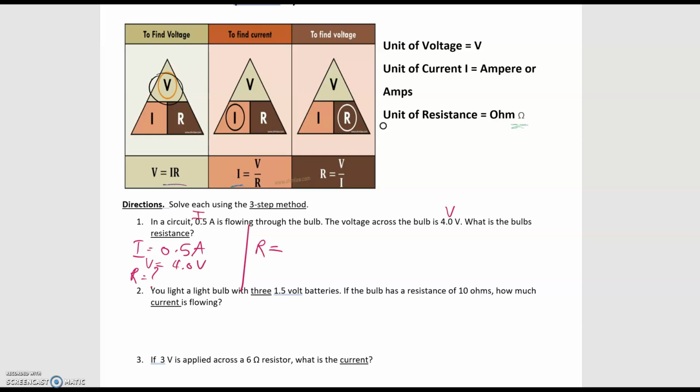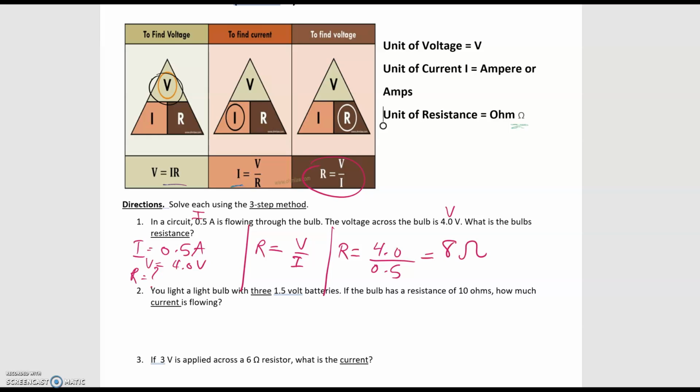Okay, and then R is going to be, this is the formula we're going to use, V divided by I. All right, so you can go ahead and plug 4 in your calculator and divide it by 0.5 and you will get 8 ohms.